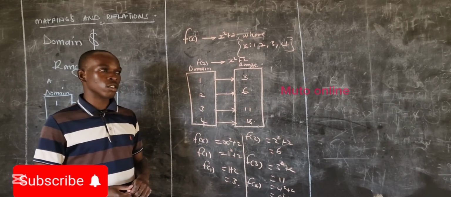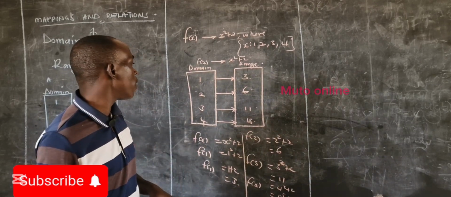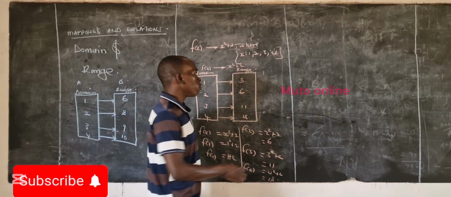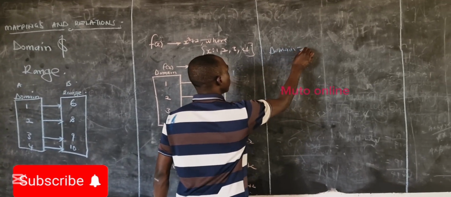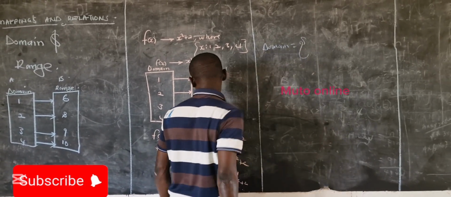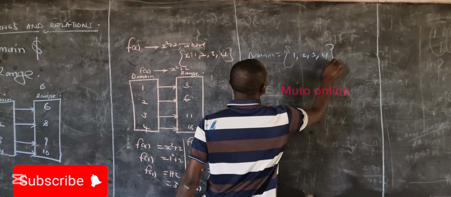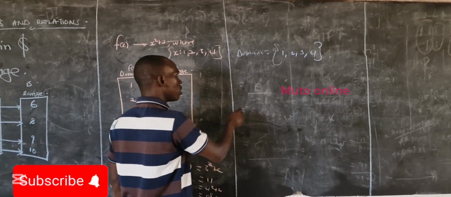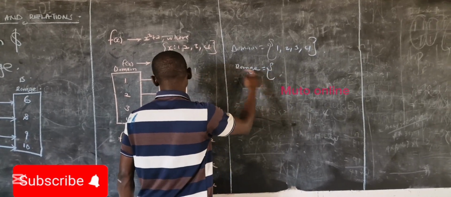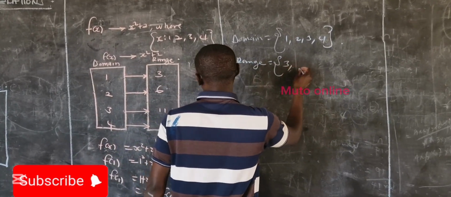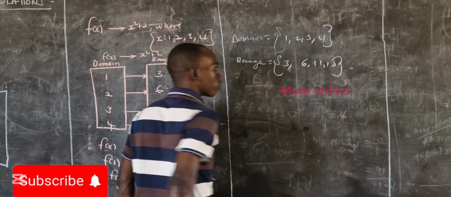In case you are required to write the set of elements of the domain, you simply say domain, then open a bracket and write 1, 2, 3, and 4. You close the bracket. In the same sense, if you are required to write the range values, the range will be 3, 6, 11, and 18. You also close the bracket.